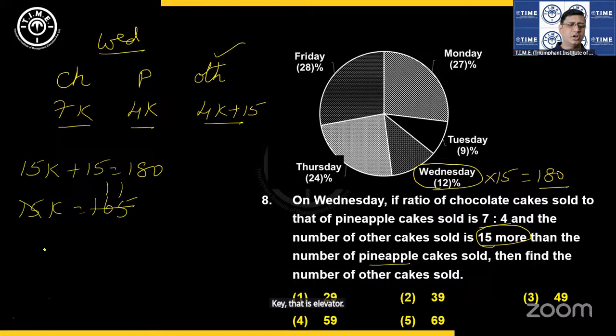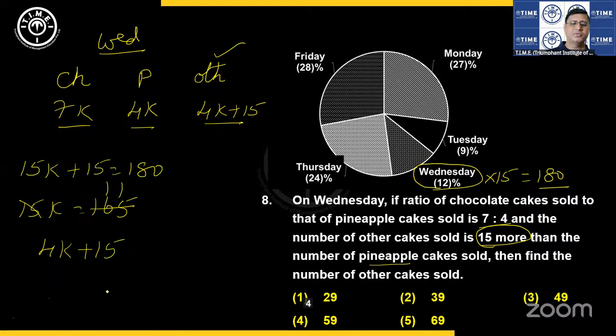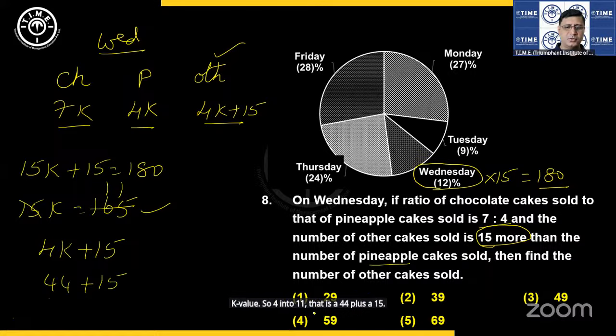When K is equal to 11, to find 4K plus 15: 4 times 11, 44, plus 15, it is 59. The right choice is option number 4. The fourth choice is the correct answer. Okay.